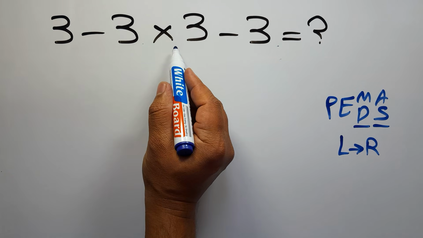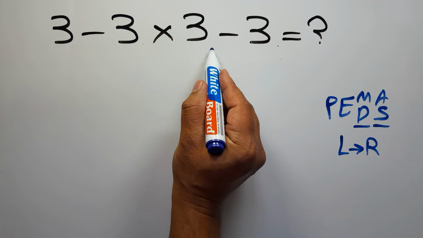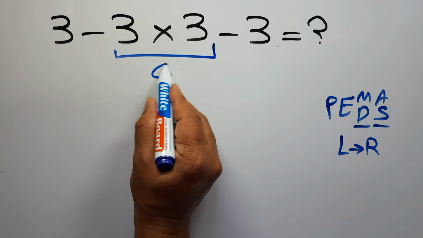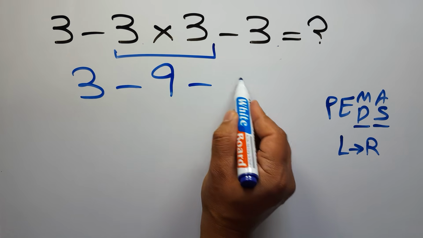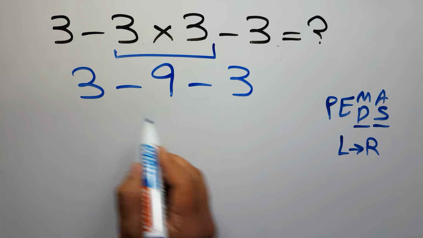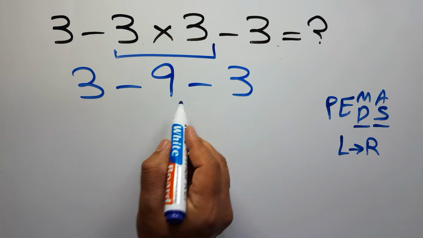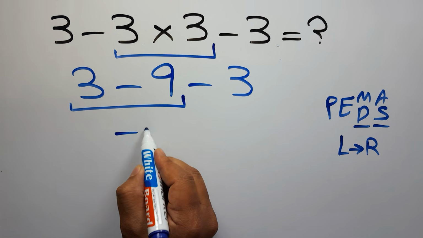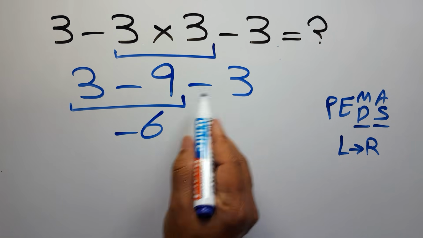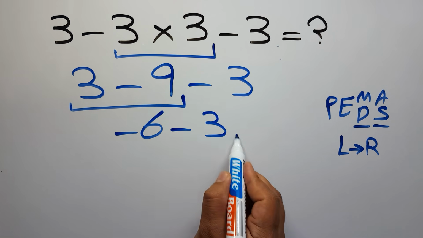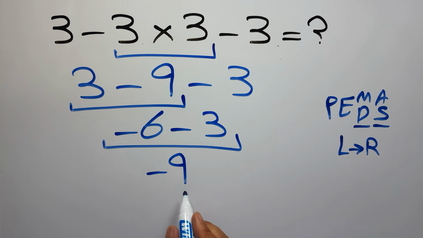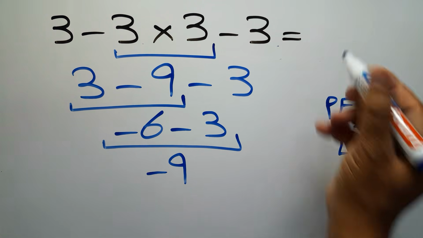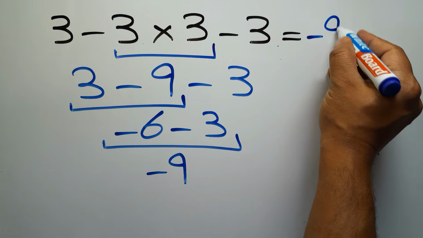So first we have to do this multiplication. 3 times 3 gives us 9. So we have 3 minus 9 minus 3. Now we have to do this subtraction. 3 minus 9 gives us negative 6. So negative 6 minus 3, which equals negative 9. And this is our final answer to this problem. The correct answer is negative 9.